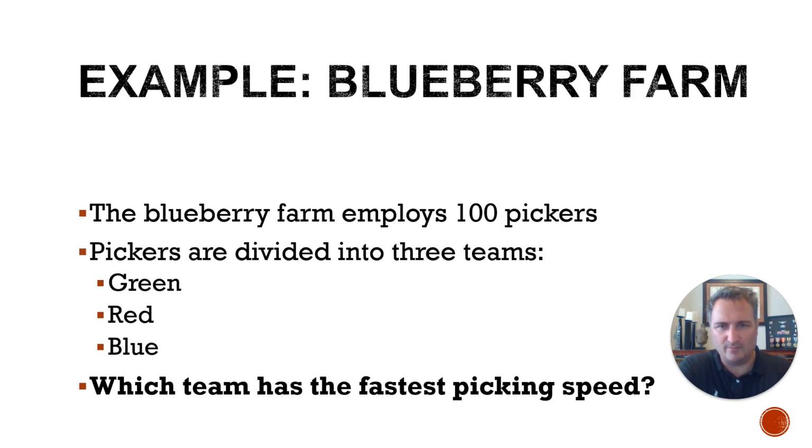So as an example, we've got a blueberry farm. There are 100 blueberry pickers divided into three teams, green, red, and blue, and management wants to know which of these three teams has the fastest picking speed so that they can give them a special award. Let's jump into the Excel.